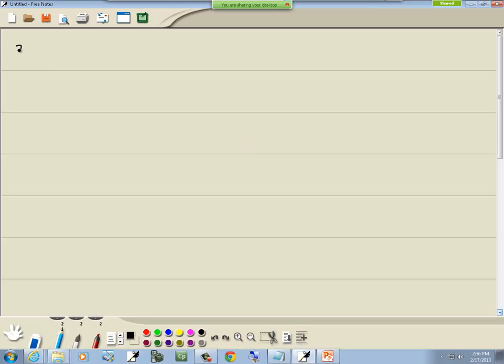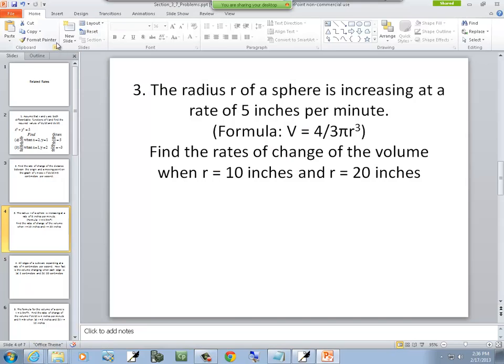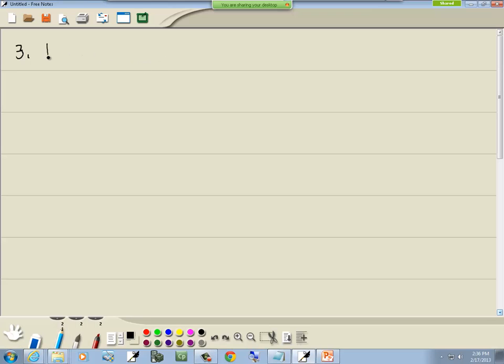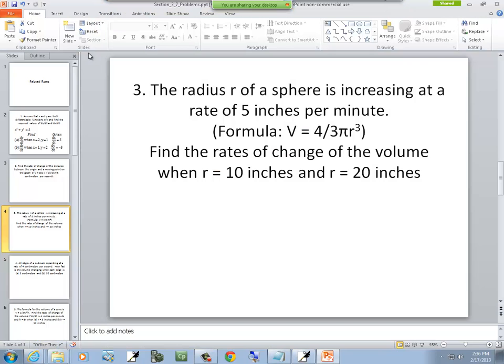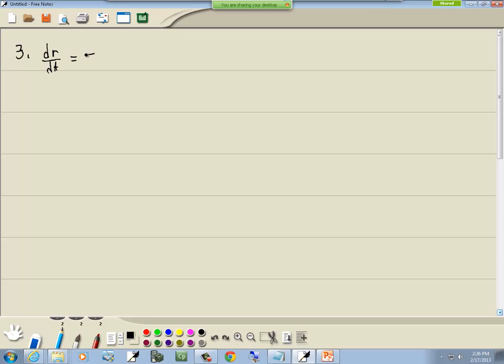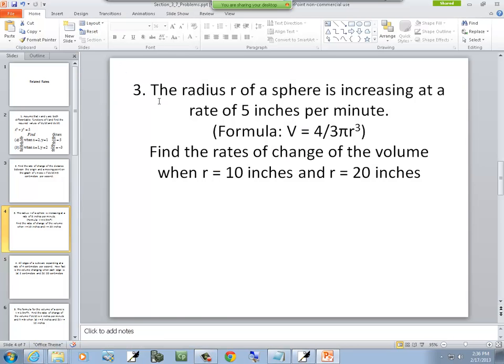Okay, let's look at a third example. The radius r of a sphere is increasing at a rate of 5 inches per minute. R is increasing. That's a dr over dt. This is increasing at a rate of 5. Now, if we were in physics class, you'd want to keep these units of measure in here, but we're not in physics. We're in calculus, so I'm not that worried about them. They give us the formula.